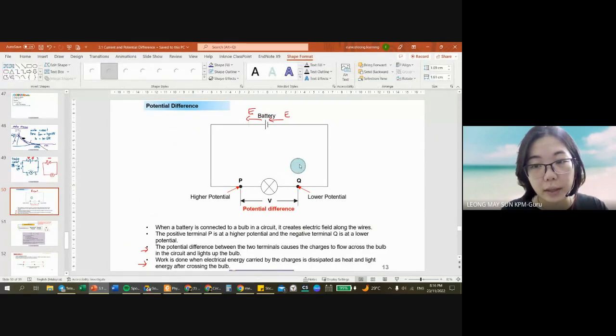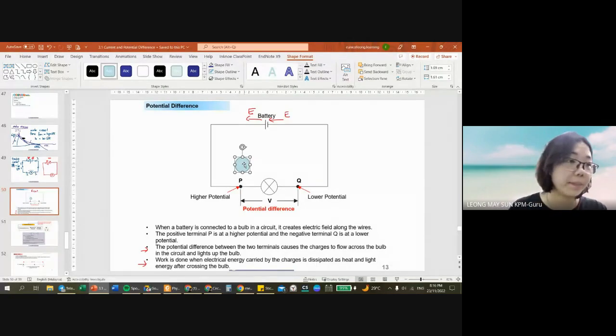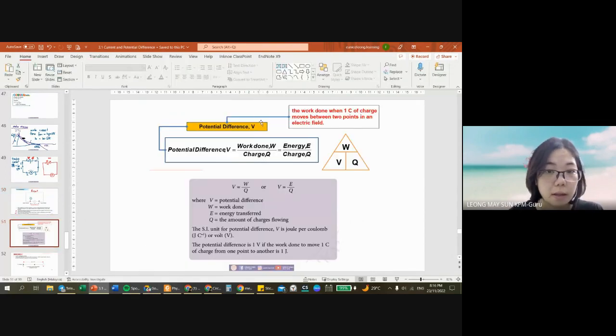Okay, so when you have to do work, that is what we consider as electric potential difference. We need to take one coulomb of charge, all right, to move from point Q, which has lower potential, going against the electric field, okay, to reach point P. The amount of work done, all right, to bring one coulomb of charge from point Q to point P, or from one point to another point, that is known as potential difference. Okay, so this is what it meant here. The work done when one coulomb of charge moves between 2 points in an electric field.